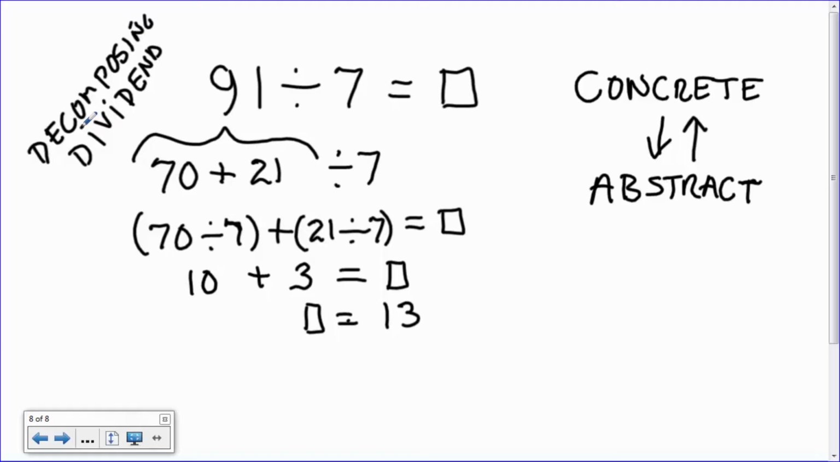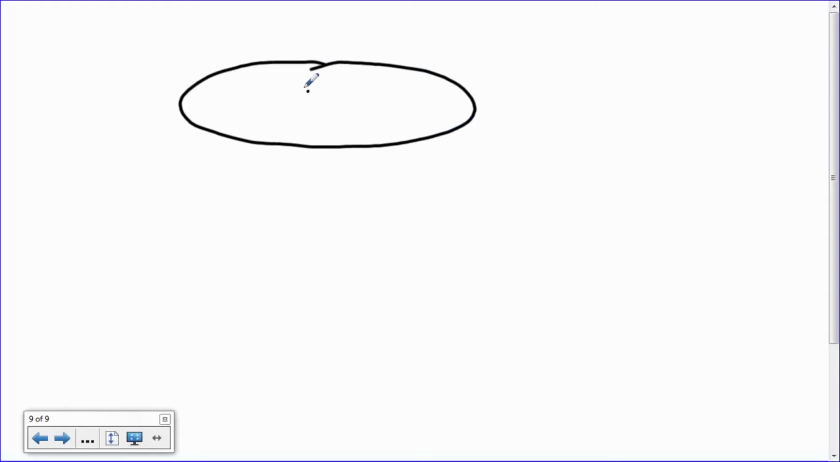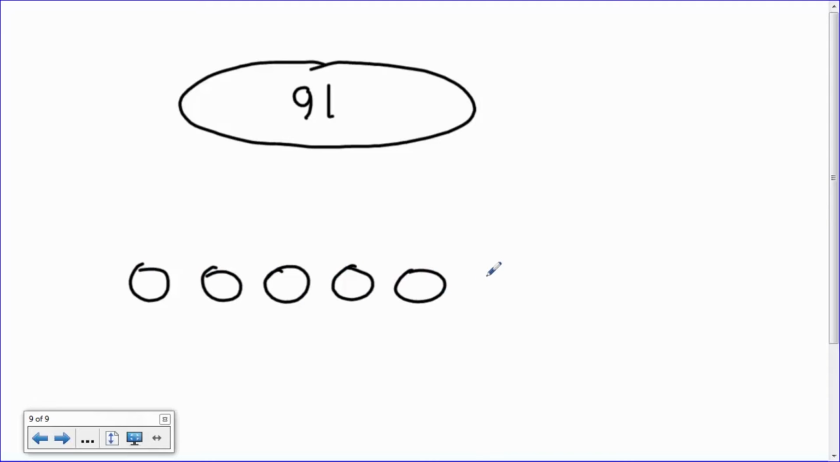Now I said I was going to show you a picture, and let me get to a new page. So here's my dividend set, and I started with 91. And I want to separate it into 7 groups. And again, it could be 7 kids, it could be 7 plates, it could be 7 bags, it could be 7 boxes, it could be 7 cars, it could be 7 houses.